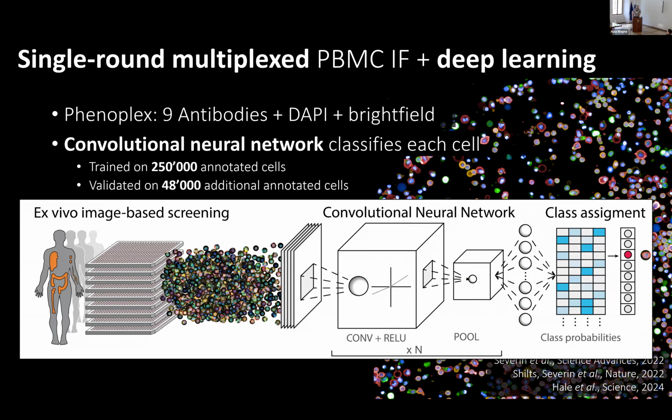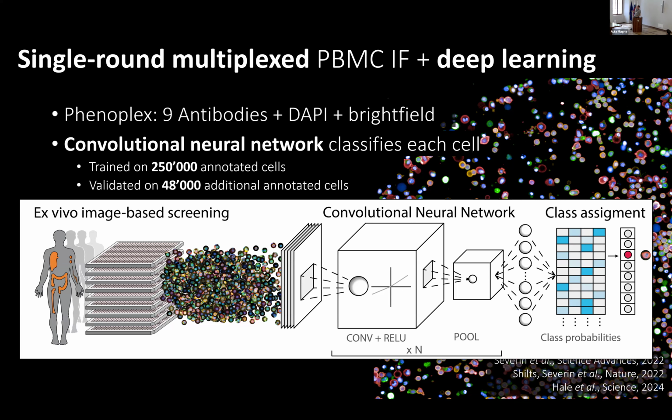And critically, we then come in with convolutional neural networks that we've trained across large-scale data sets that look at each individual cell and tell us what the identity of that cell is. Was it a cancer cell? Was it a T cell, a B cell, an immune cell, or other cell types?